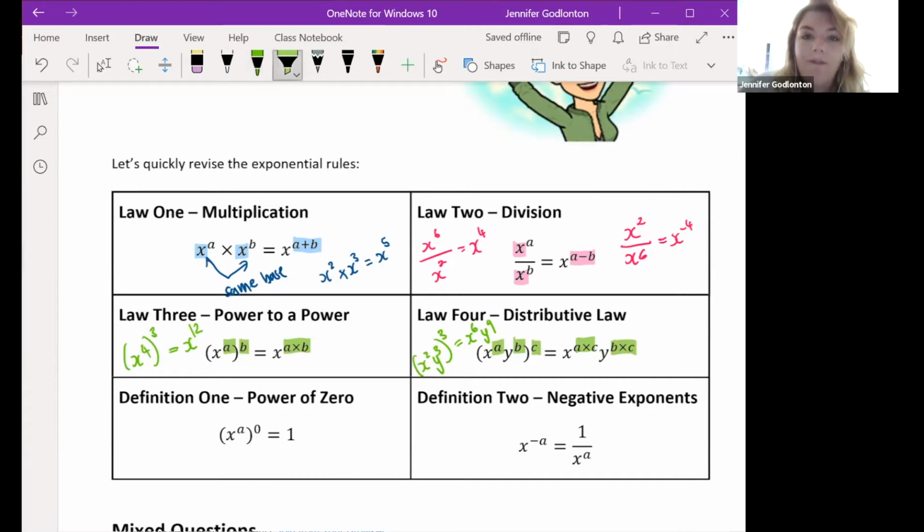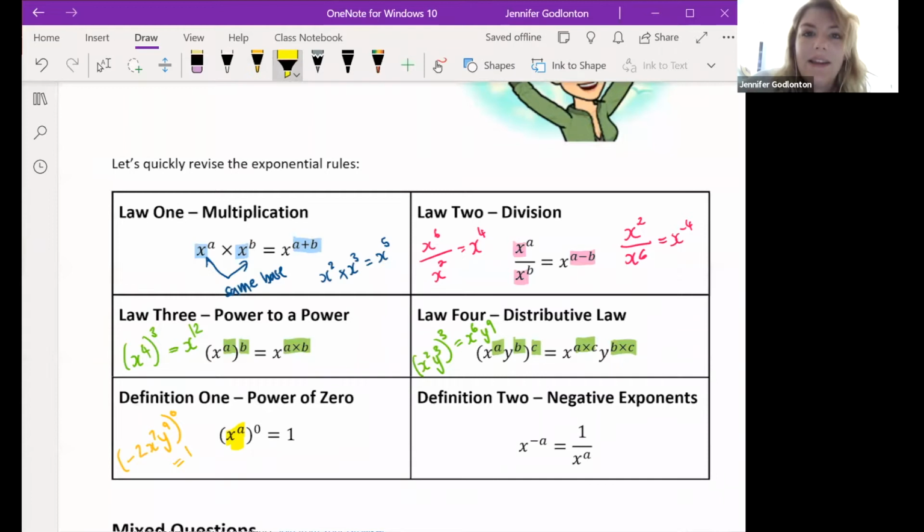Okay. Our favorite one, which is the easiest one of all, is that anything that is to the power of 0 is equal to 1. Okay, anything. Now, I mean anything. So if I had negative 2, x to the power of 7, y to the power of 9, and all of that was to the power of 0, that's going to equal 1. Anything to the power of 0 is equal to 1.